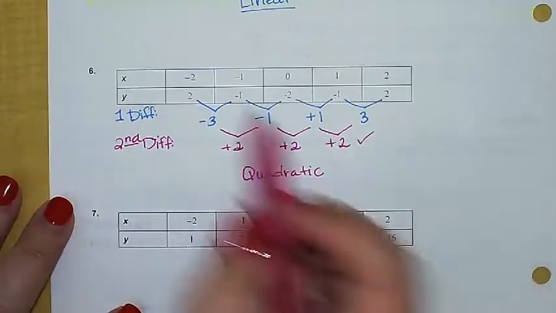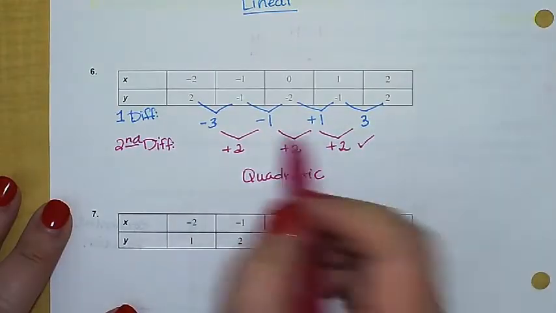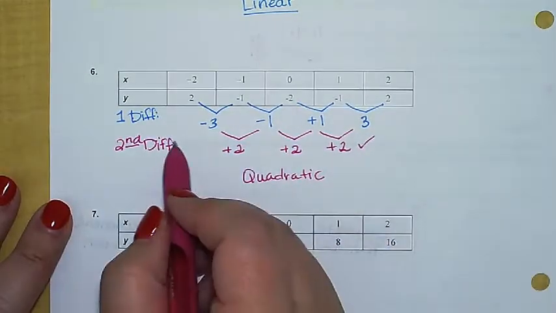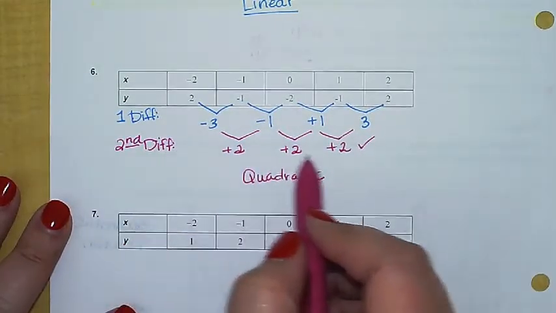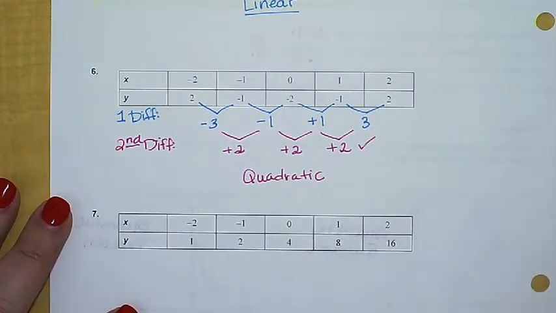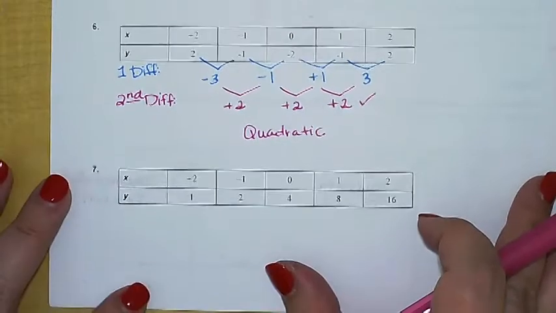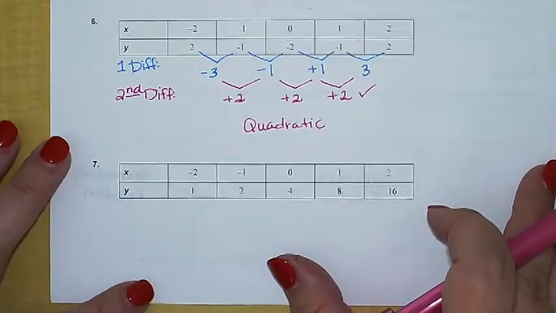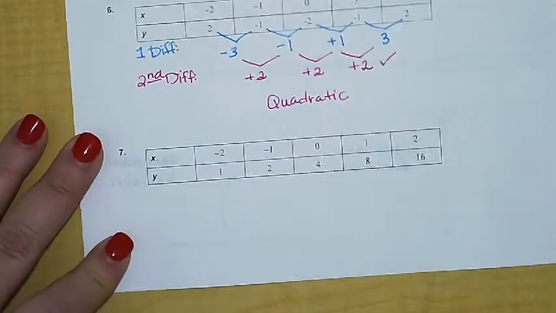Now, if you tested the first difference and it was not the same number every time, you went on to check the second difference, and you still did not get the same number every time, then that would rule out quadratics, and at that point you might want to test to see if it's exponential, okay? So let's try this one here.